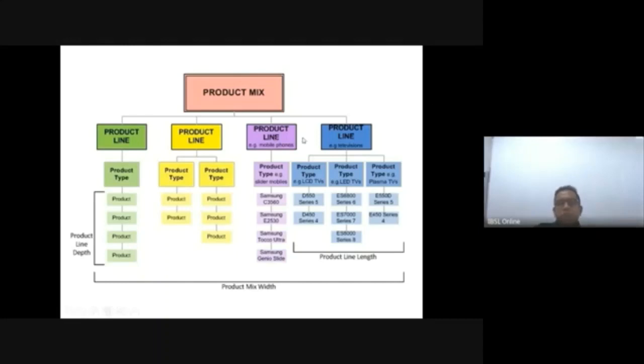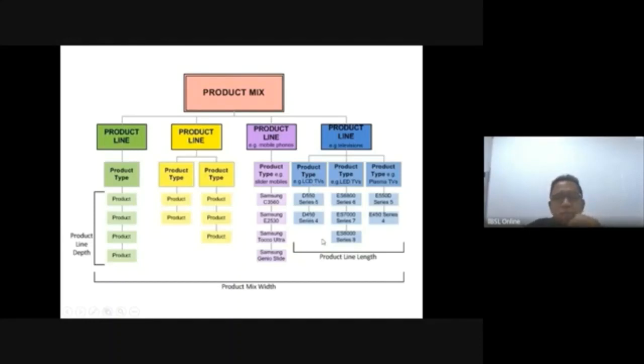Say in a mobile electronics company that also sells television, you can take the example of Samsung. Samsung has two product lines, mobile phones and television. Under mobile phones you have slider mobiles, and in that category you have different types. And within the television product line there are different types: LCD, LED, and plasma. And these are the products.